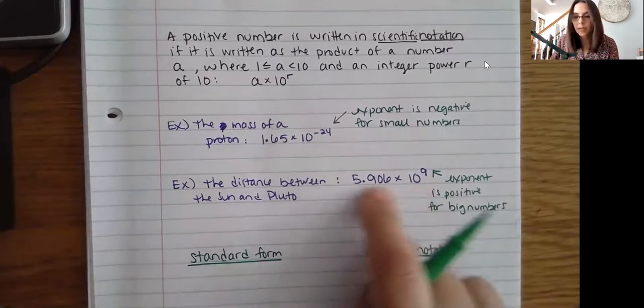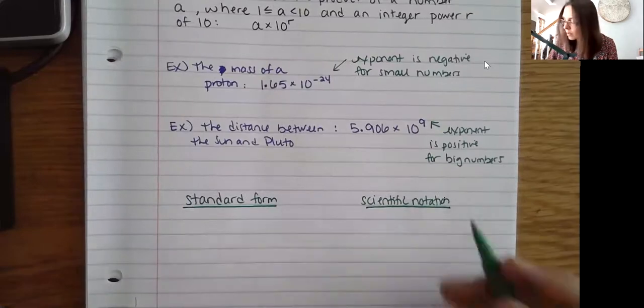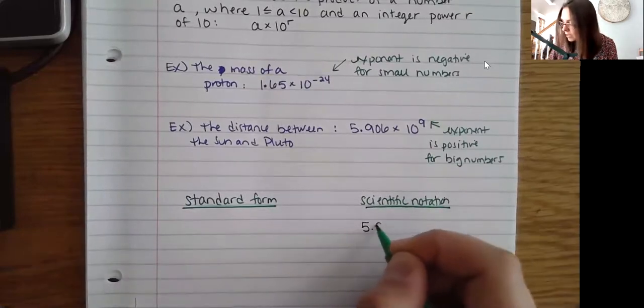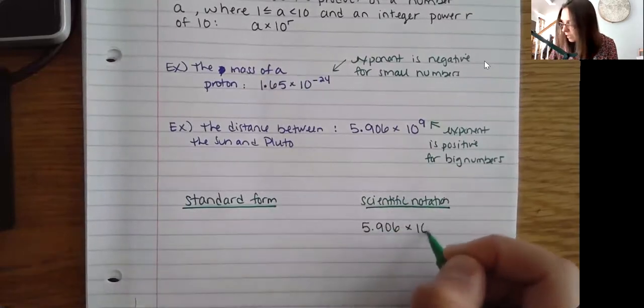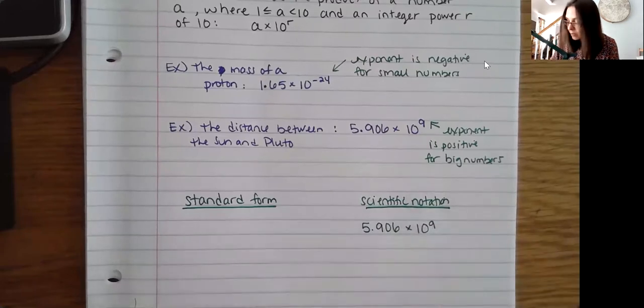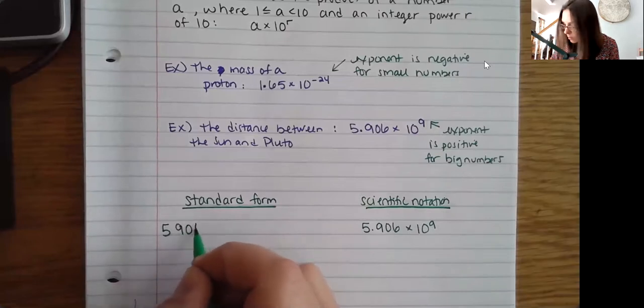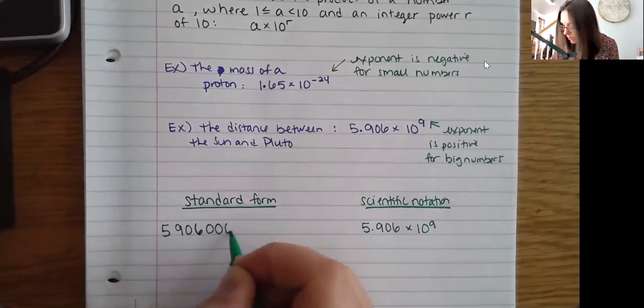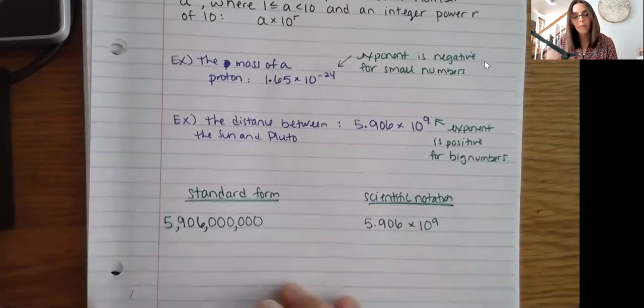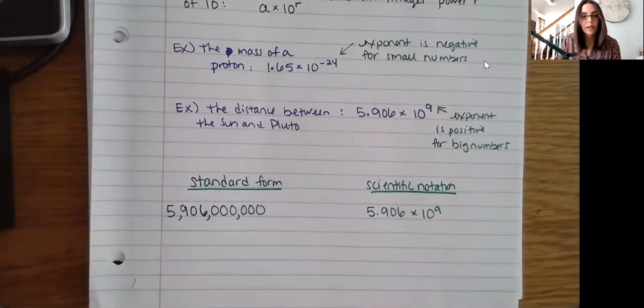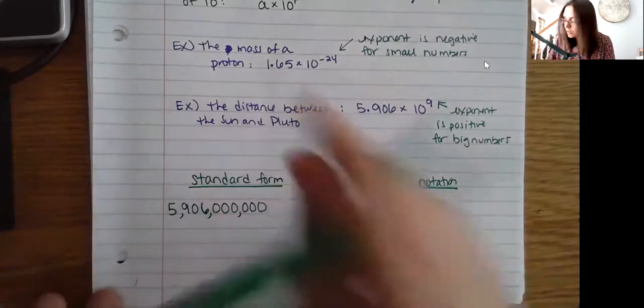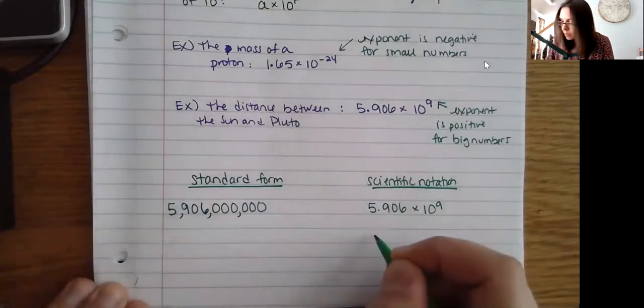let me do this example here, and then I will show you how to convert back and forth. But you have 5 and 906 thousandths times 10 to the 9th power. So what that looks like as a regular number is, let's see. Okay, is that number right there. Okay, so you're looking at 5,906,000,000 is the actual number. Now for the other one, this is going to be a little bit harder to write. It's going to be very small.